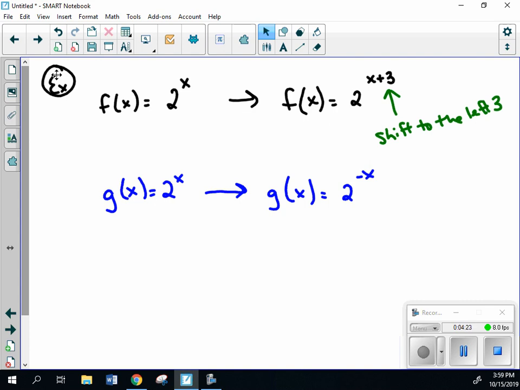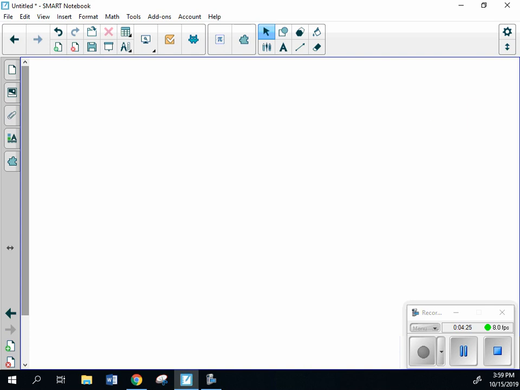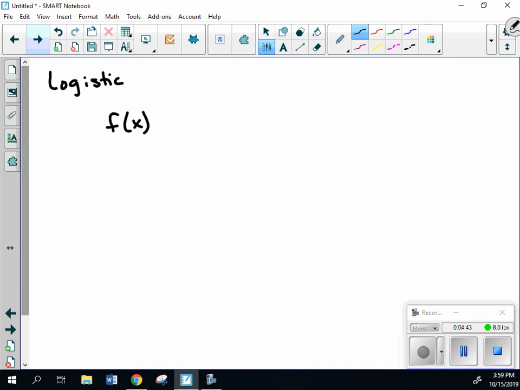The next thing, we talked about exponentials. I will show you in class, if you're given a data set, how to find that exponential equation. But the last one we need to talk about is logistic. With a logistic, we are in the form of f of x equals c divided by 1 plus a times b to the power of x.